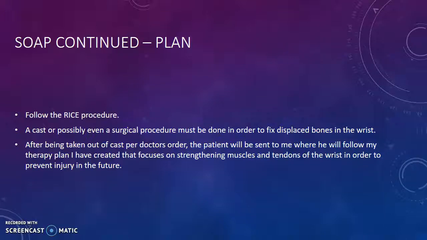The cast is possibly the most important part of the healing process because it is extremely important to immobilize the bone, to give it time to rebuild itself, strengthen itself, to prevent further injury or re-injury in the future. Jose will be sent to me where he will follow my therapy plan that I've created for him that focuses on strengthening the muscles and tendons of the wrist in order to prevent injury in the future as well.